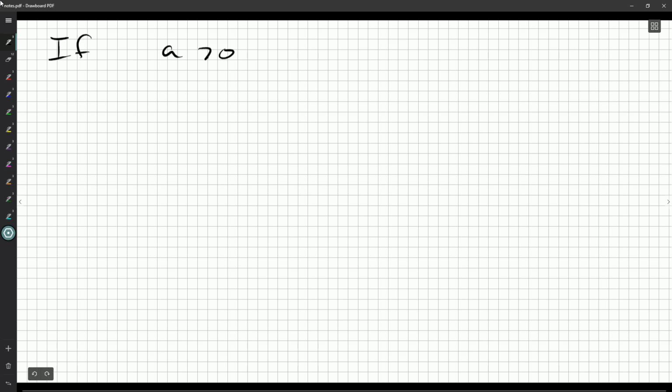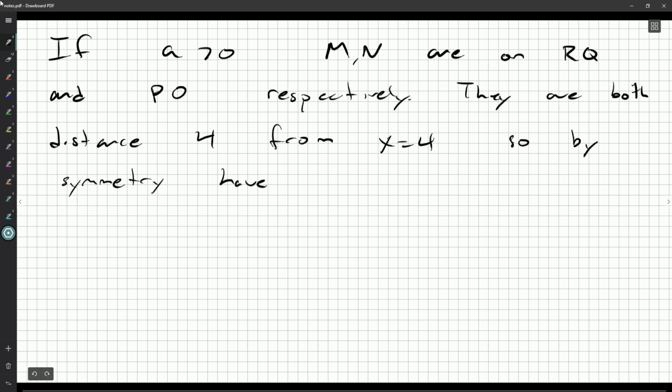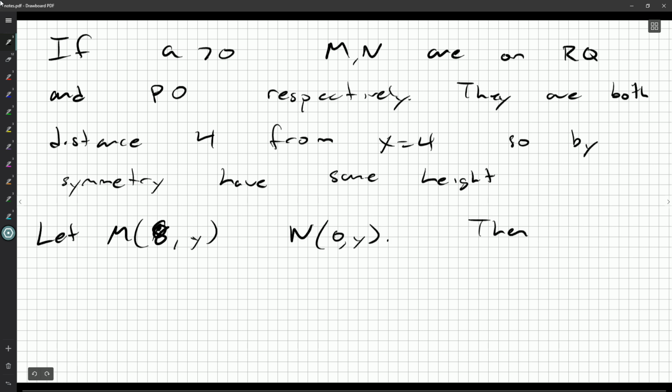So if a is positive, we'll say M and N are on RQ and PO, respectively. They are both distance 4 from x equals 4, the axis. So by symmetry, they have the same height. So you can say let M be at (8, y) and N be at (0, y). Then MN is parallel to KL. KLMN is a trapezoid.